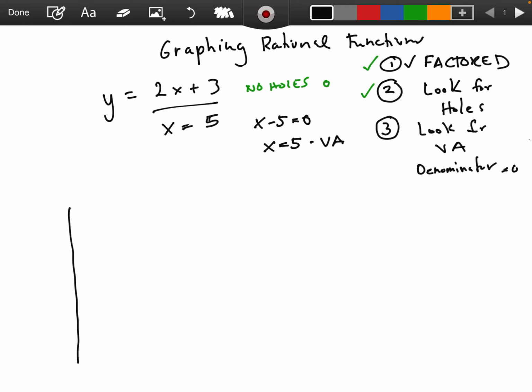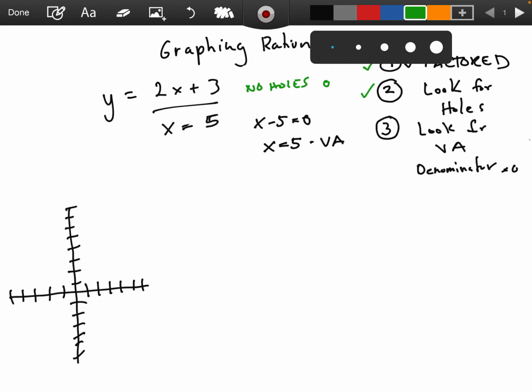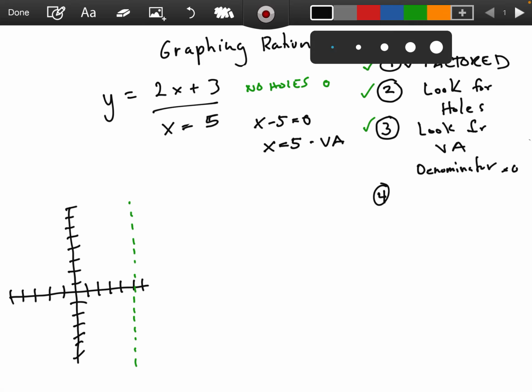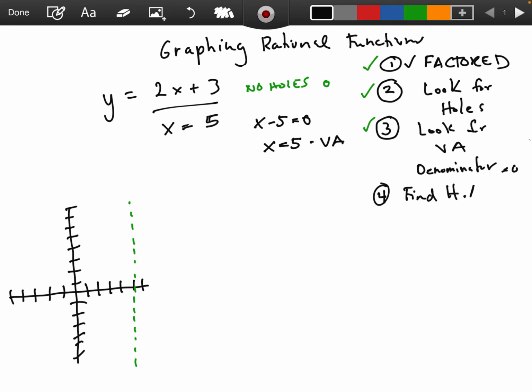So let's try to have space to graph this. On my little grid here, I show this with a dotted line. So 1, 2, 3, 4, 5, where x equals 5, I want to put on that vertical asymptote. So I know my graph is not going to touch that line. All right, step 4. We did check for vertical asymptotes. So step 4 is I'm going to find my horizontal asymptotes.